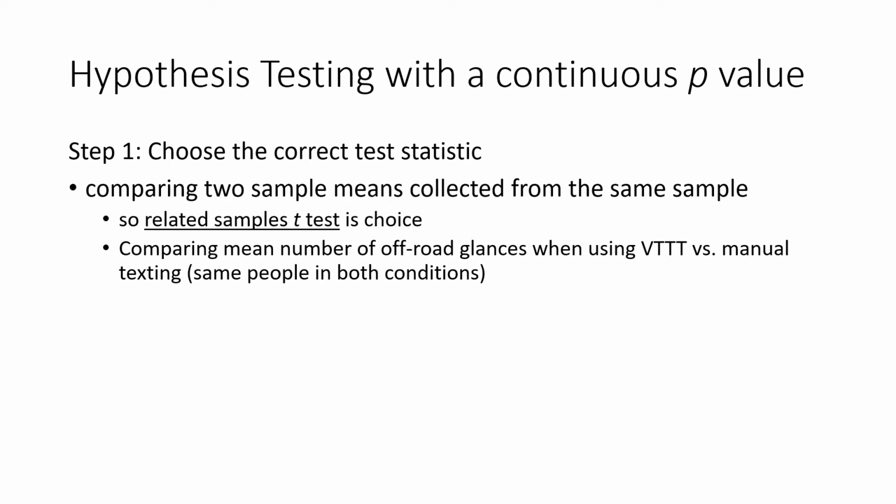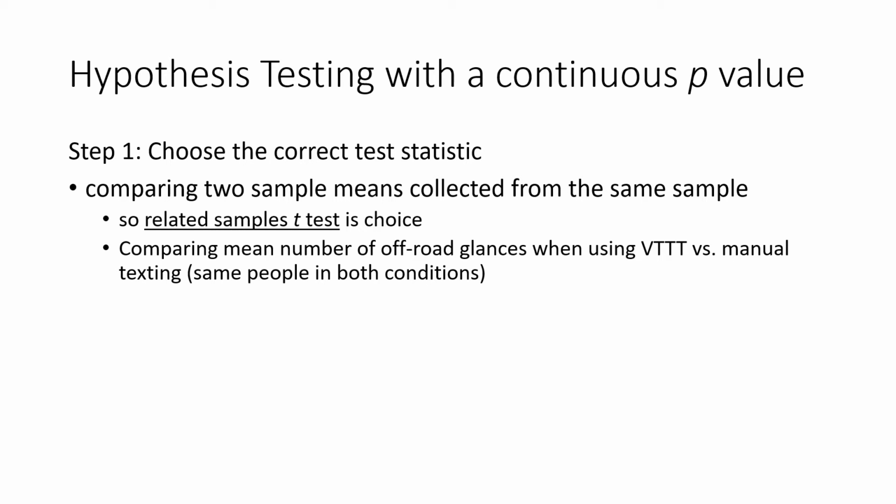The first step, of course, is hypothesis testing with a continuous p-value. And the first part of that pillar is choosing the correct test statistic. As we've indicated, in this situation, you're going to want to use a related samples t because you're comparing two sample means that are collected from the same group of people.